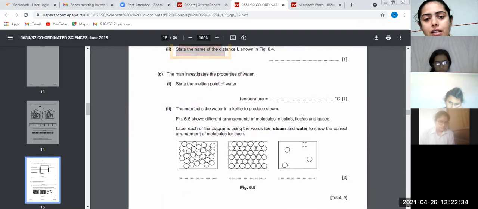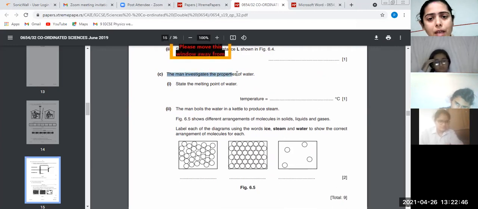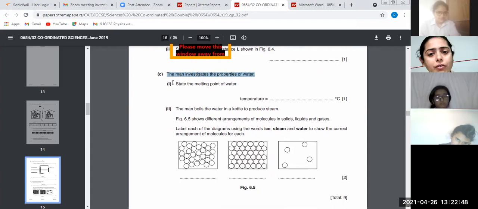Okay, so the answer is focal length. Chaliye, C part. I guess the very basic question for you. Fine, 3 number ka question hai aur isme koi galat nahi karega. The man investigated the property of water.